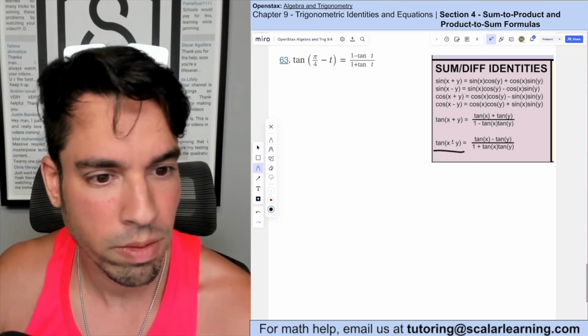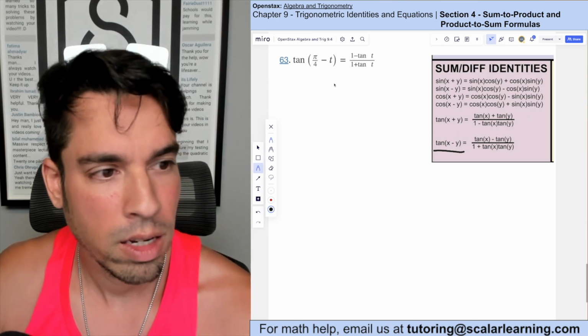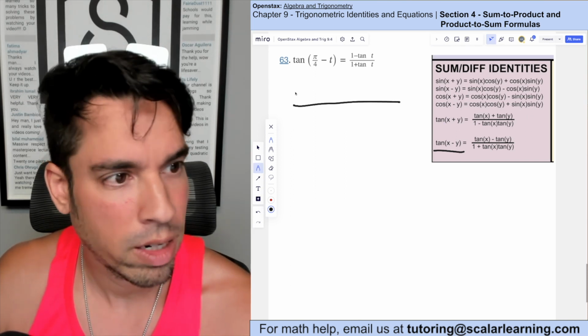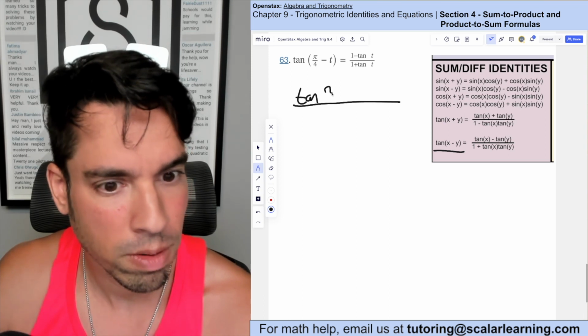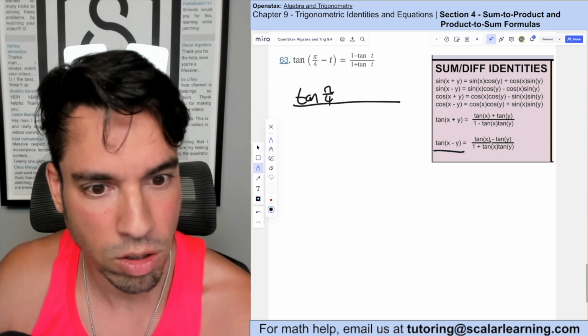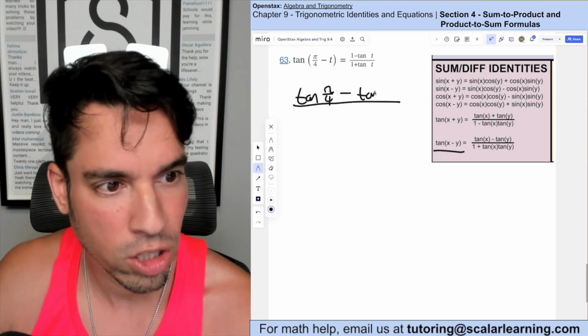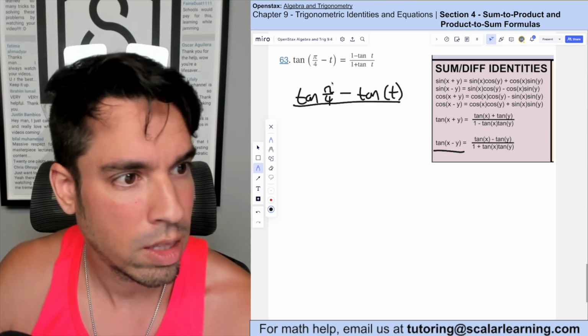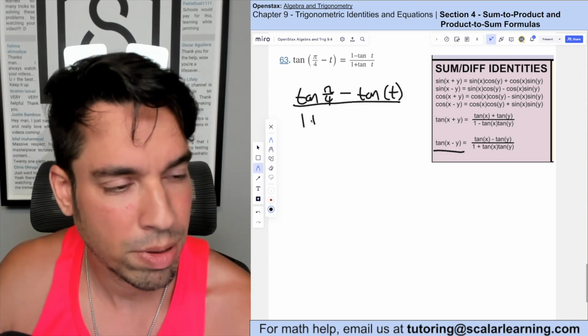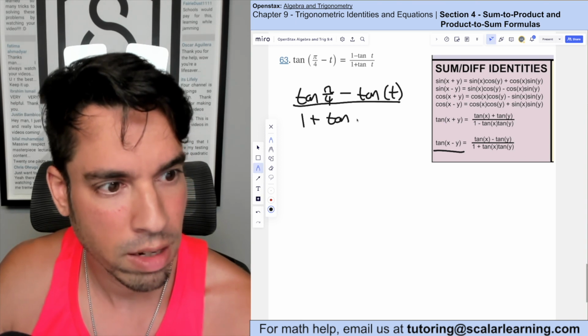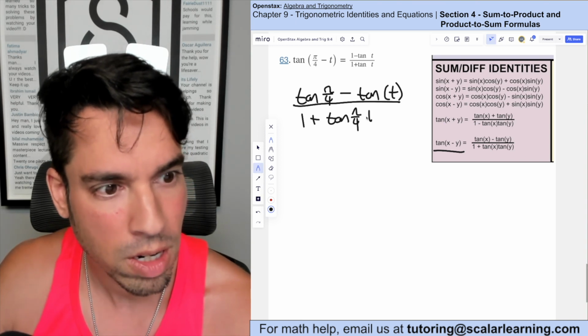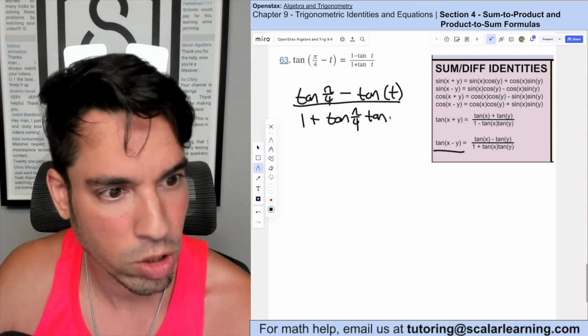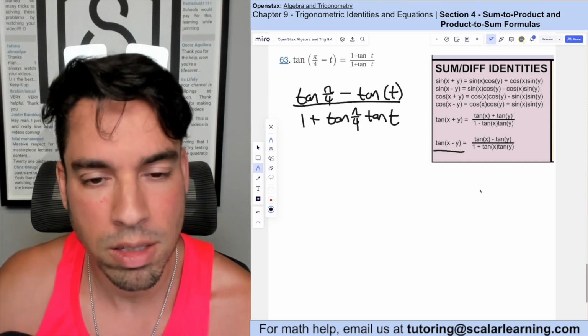So for this one, I'm going to use the sum difference identities. I'm going to use tangent of (x minus y). And we're going to rewrite it as tangent of pi fourths, that's the first value, that's our x, minus tangent of t. And then that's over 1 plus tangent of, again, that first argument, pi fourths, times tangent of the second argument, which is t. All right, what is tangent of pi fourths?